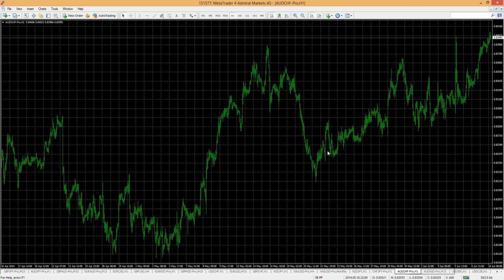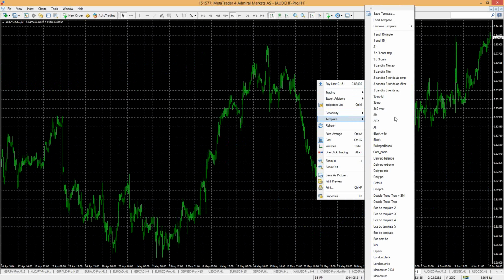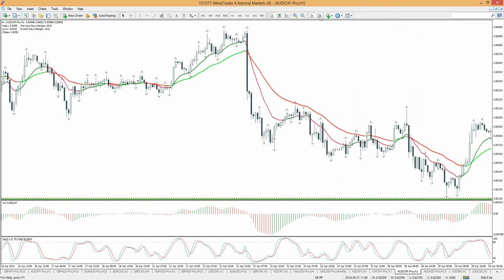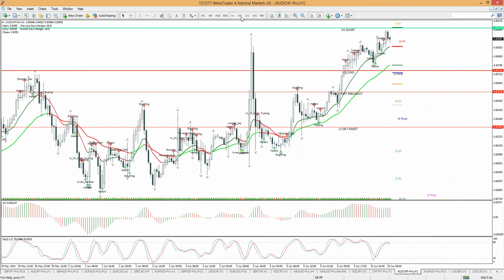So now we're getting into more exotic cross pairs, still tradable, but definitely not the standard ones. So be aware of that. This is the odds. We see a lot of momentum to the downside, to the upside, sorry.